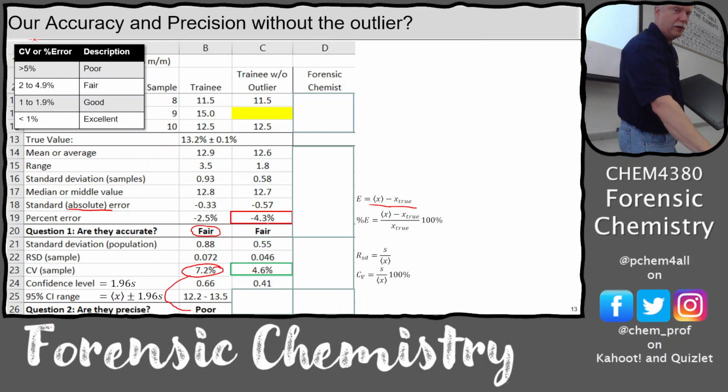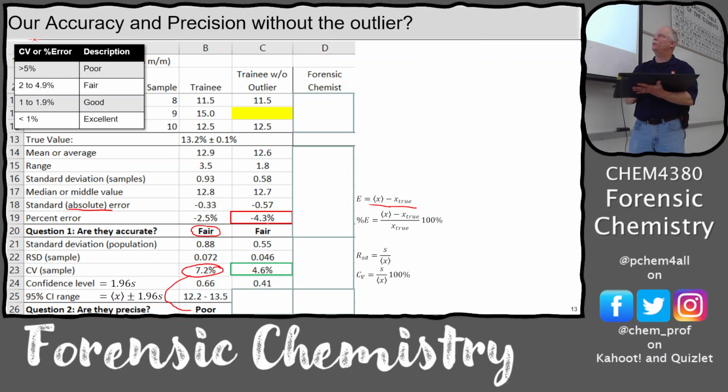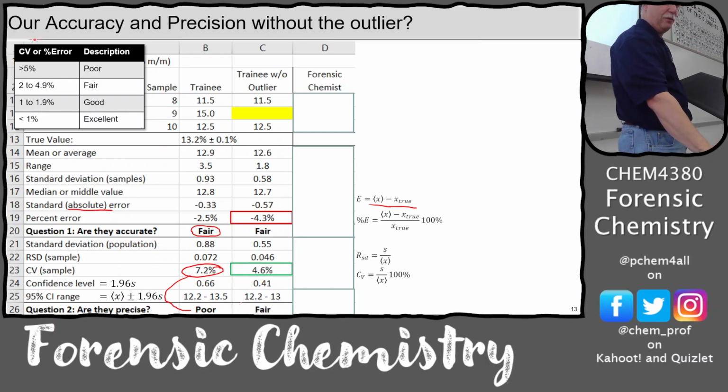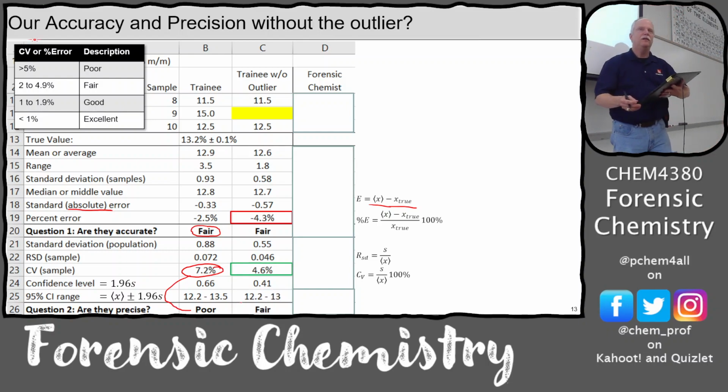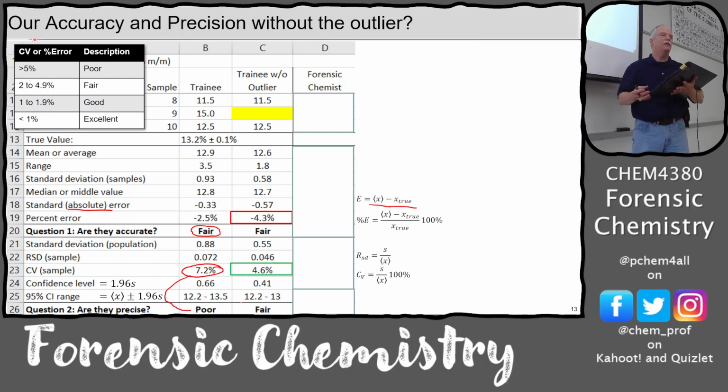Then we can look at the precision. The precision should have improved, and it did. It went from 7.2% uncertainty to 4.6%. And so that went from poor to fair after we got rid of that outlier. So, our trainee's not bad. They've been trained. They're just not up to the same level of performance as the forensic chemist.